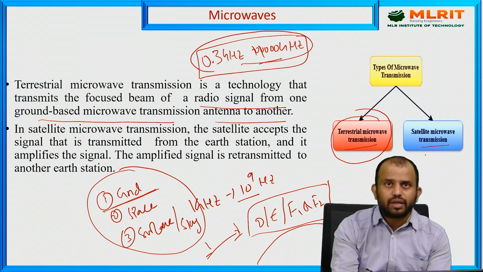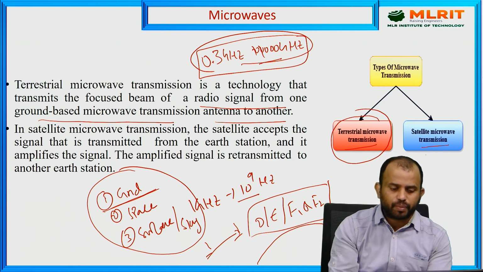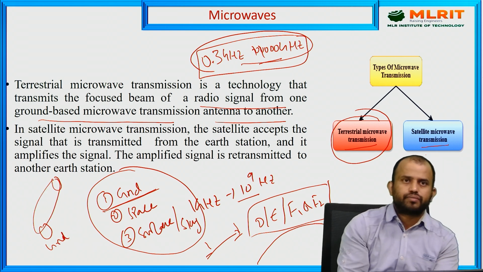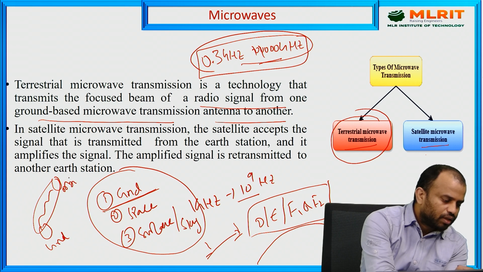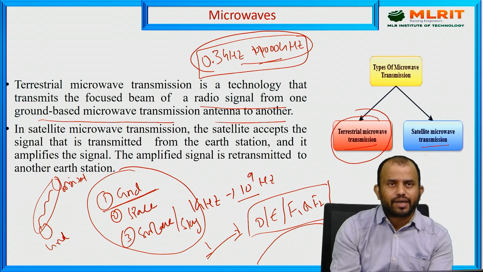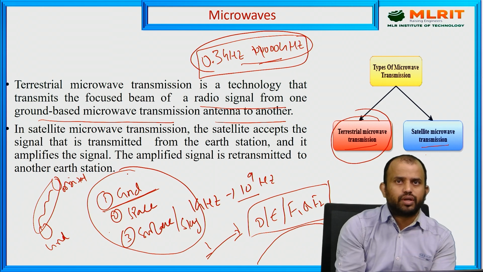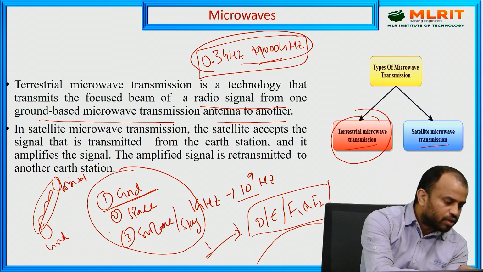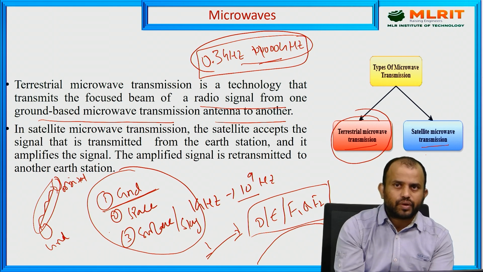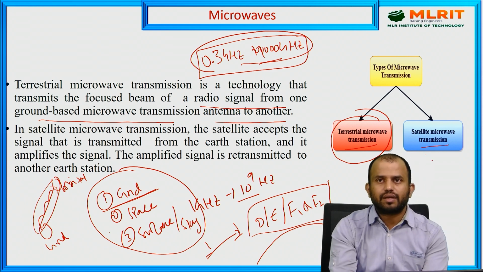But in the satellite case, the transmission is from an earth station to an orbital station, because we need to transmit information from our ground station, meaning the earth station, to the orbital station. That is what we call satellite communication. The satellite accepts the signal from the earth station, over a long range. Since we transmit over long range, I need to amplify the signal and boost it up. That amplified signal is retransmitted to another earth station, and that is the satellite microwave station.